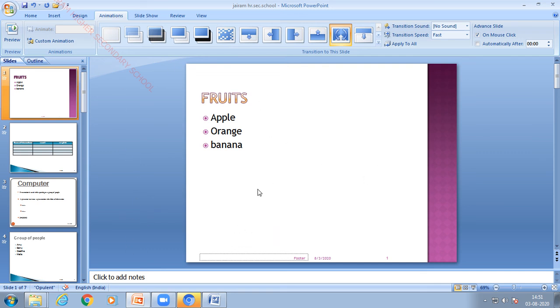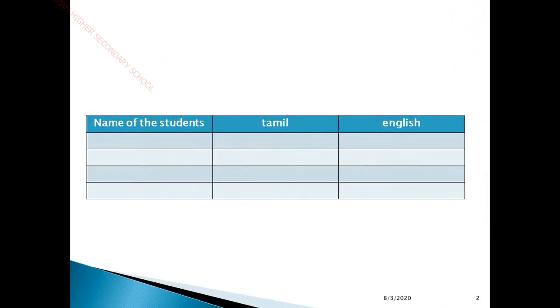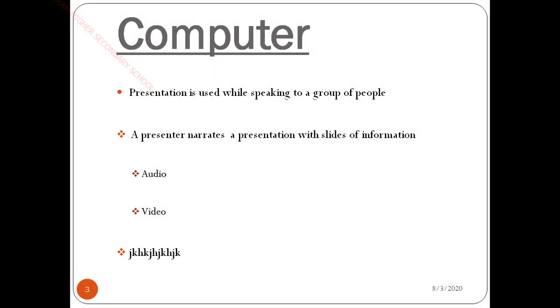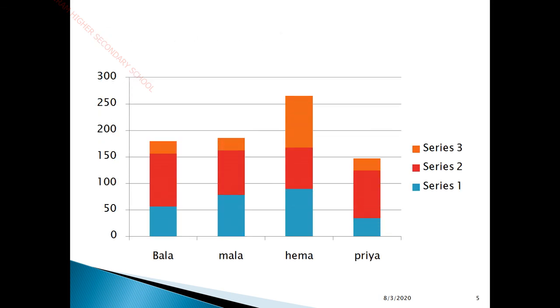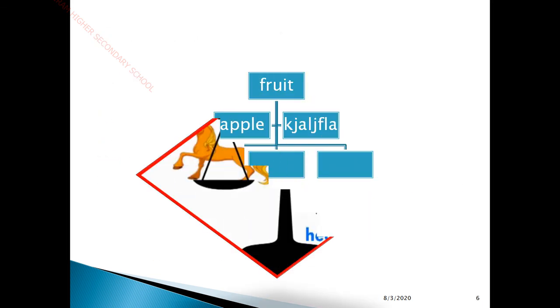Okay, let us play these slides. To play the slides you have to press the F5 key. It will come like this. Can you see here? It is so attractive, isn't it? For that purpose we use transition effects.